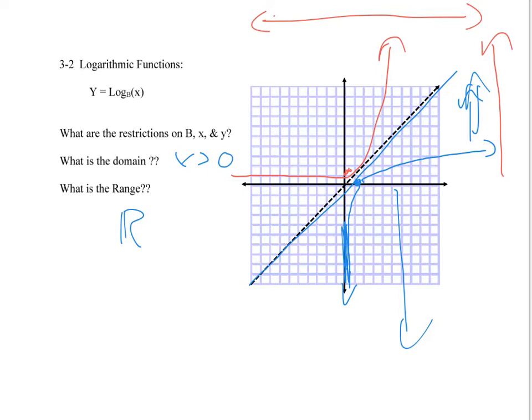Okay, the restrictions on b are just like before. Our restriction on b is that b cannot be 0, 1, or negative. Our restriction on x is that x must be positive because our domain we know is positive. And y, of course, can be all reals because our range is all reals.